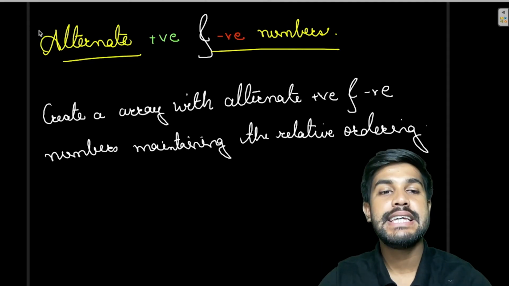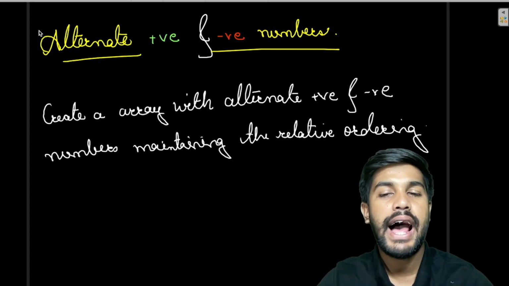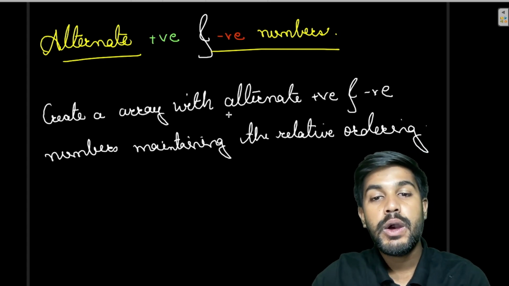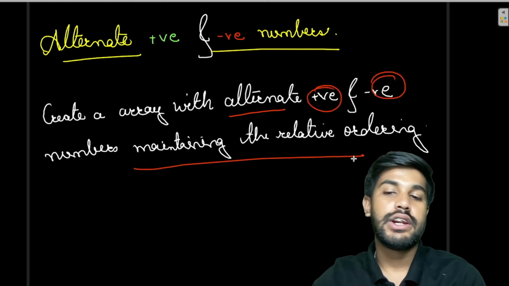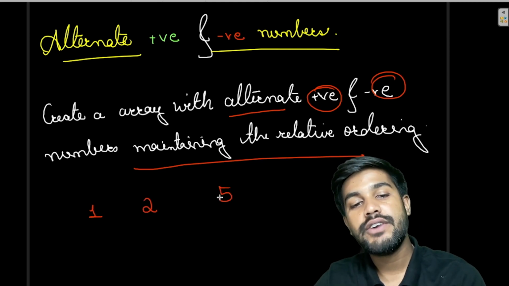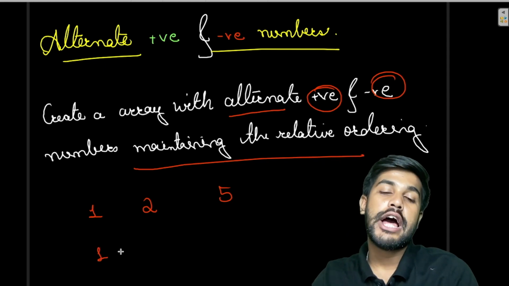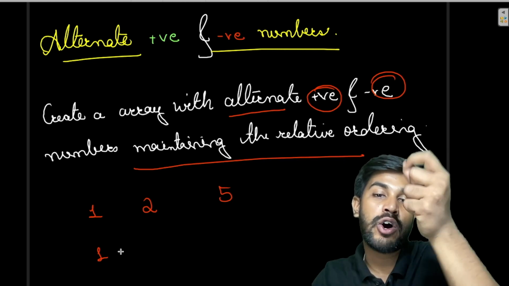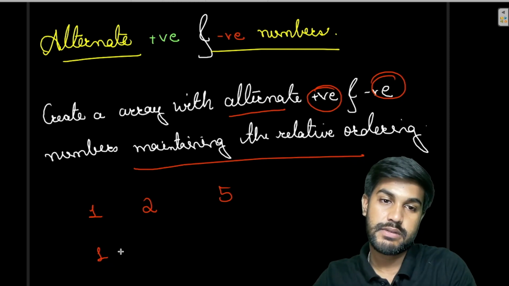Today, we would be discussing the problem alternate positive and negative numbers. As the name suggests, we need to create an array with alternate positive and negative numbers, and we need to maintain the relative ordering. This means that suppose this is 1, 2, and 5, then 1 should appear before 2 and 5, and 2 should appear before 5 and after 1. So the ordering in the original array and the ordering in the modified array should be the same in both the cases.